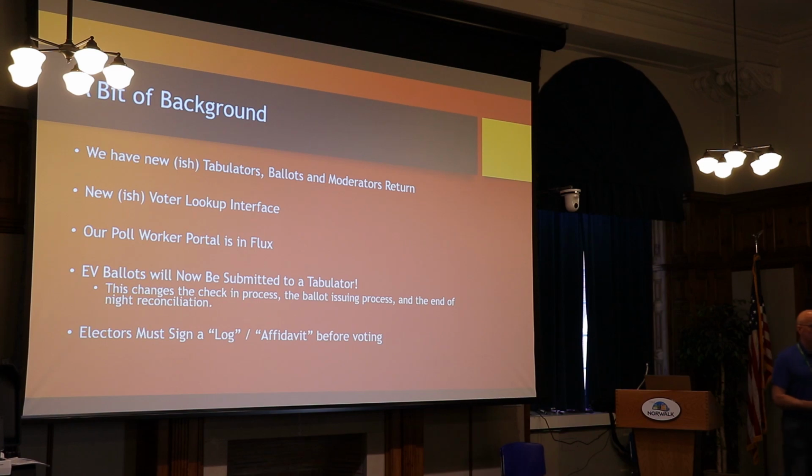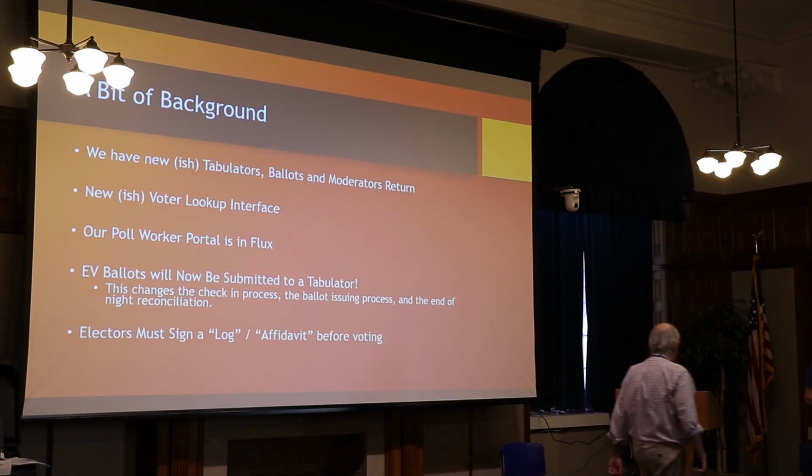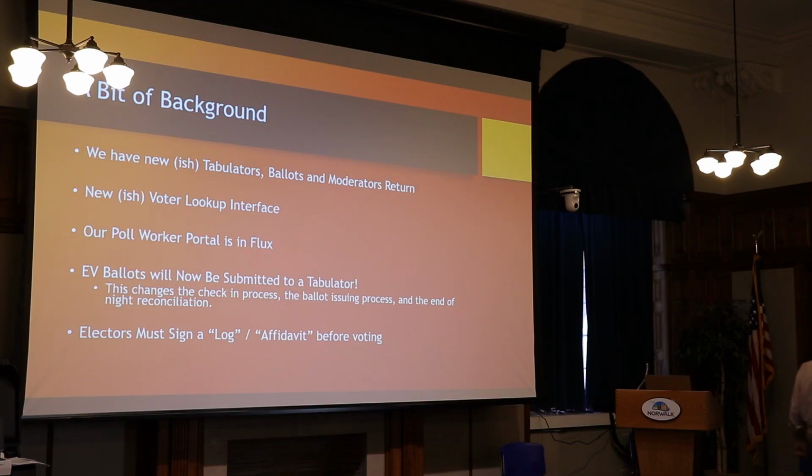One of the big changes this year, especially in early voting, is that our ballots will now be submitted by the elector into a tabulator. In previous years, all of the ballots were folded, they were put into an envelope, and then they were stored and counted on election day. The results will still only be available on election day after the polls close, but the tabulator will maintain the results throughout the early voting period. I'm going to go into a little more detail about that later.